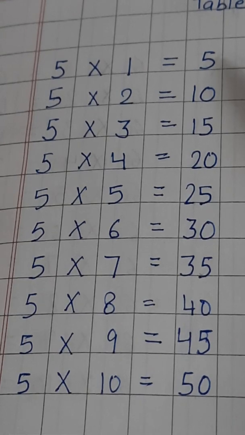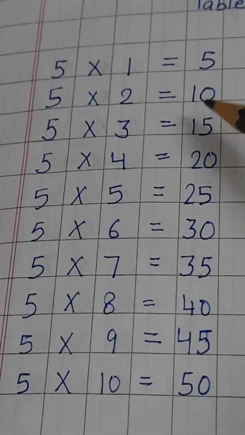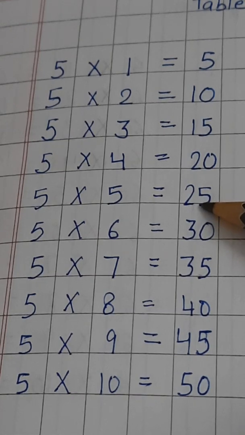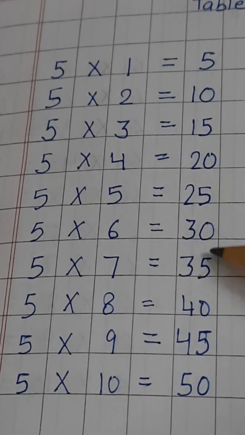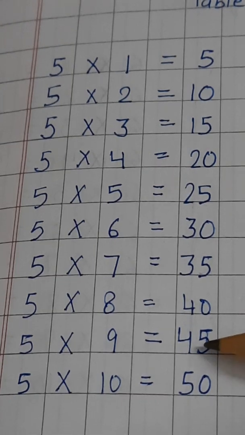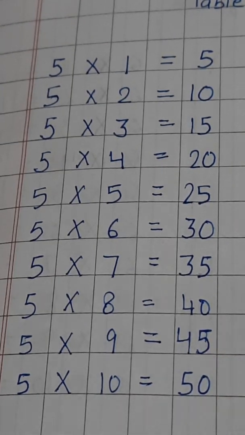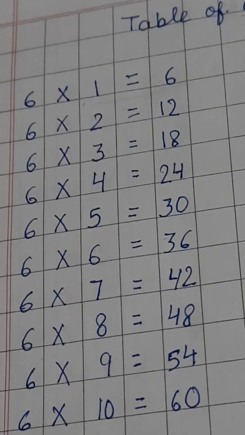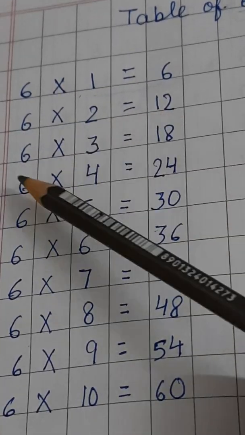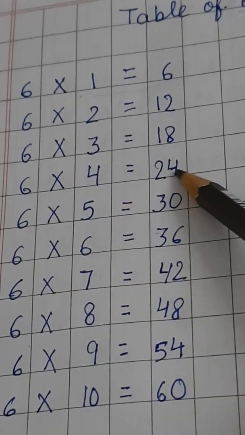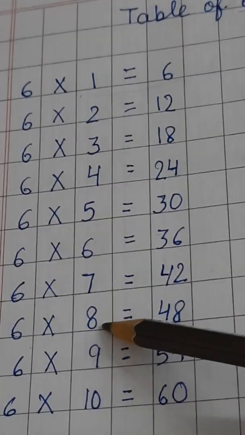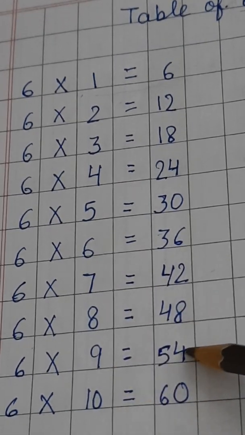ओके, और ये बच्चों को बहुत इजी लगती है, जल्दी से लर्न हो जाती है. तो प्लीज़ रिपीट विद मी. 5 1 are 5, 5 2 are 10, 5 3 are 15, 5 4 are 20, 5 5 are 25, 5 6 are 30, 5 7 are 35, 5 8 are 40, 5 9 are 45, 5 10 are 50.